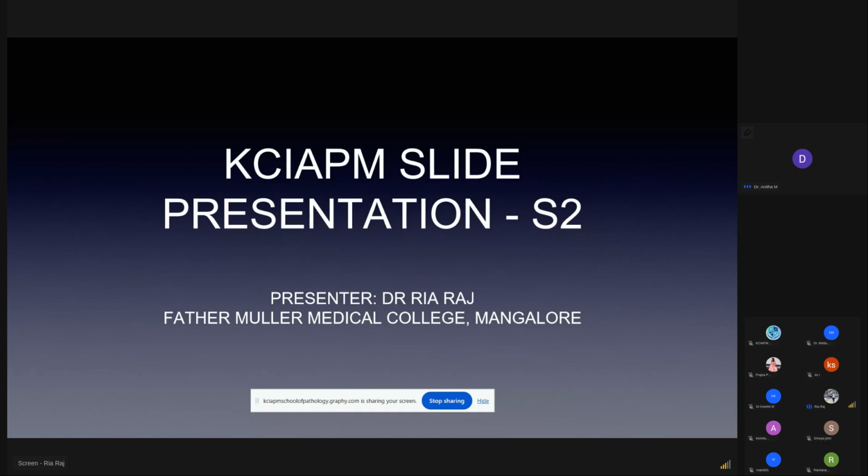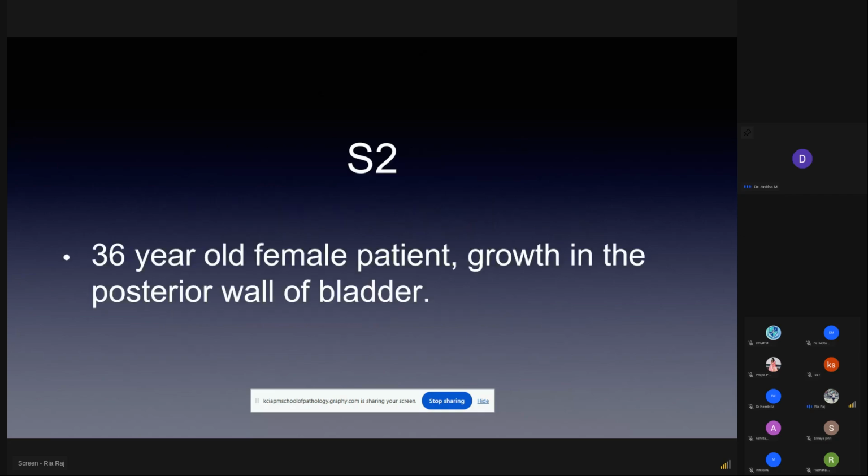So, I'll be presenting spotter number two. I'm Dr. Riya Raj, a final year postgraduate from Father Muller Medical College, Bangalore. The history given was a 36-year-old female patient with a growth in the posterior wall of the bladder.